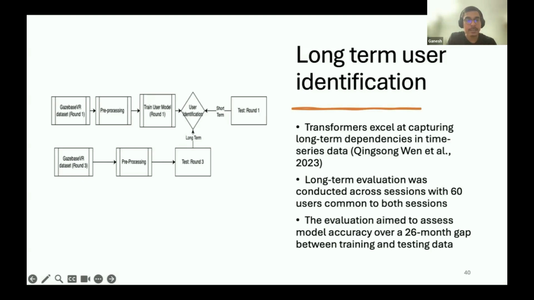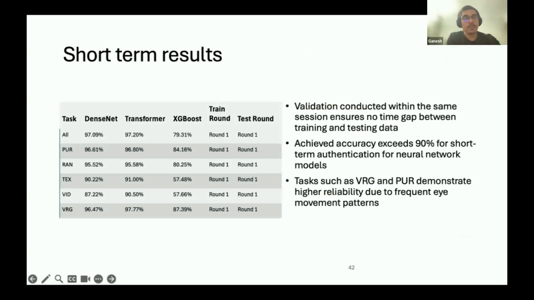And the results we got, we got a very low accuracy when we did this. These are short-term results. As you can see, the training and testing rounds are the same round. That means they both were collected at the same time. So these were pretty good accuracy scores. We got 97% and 79% using XGBoost.